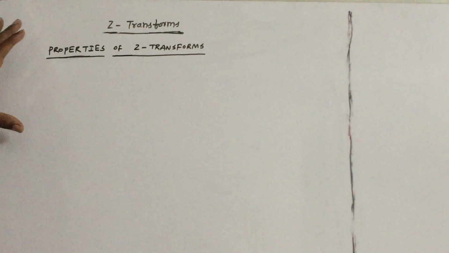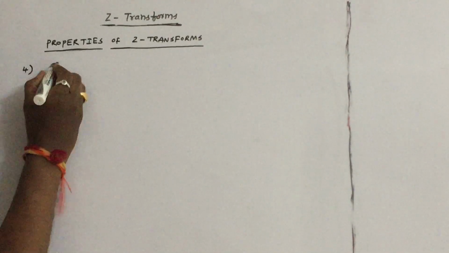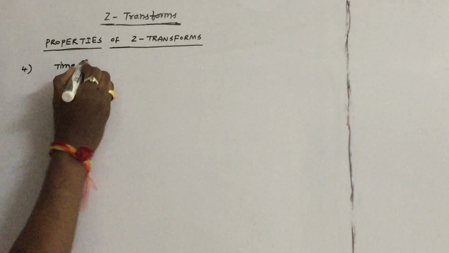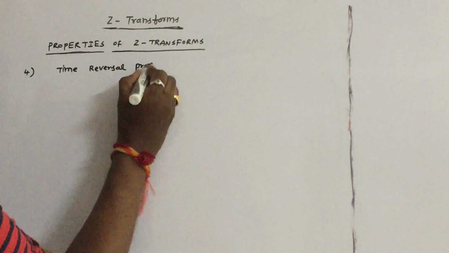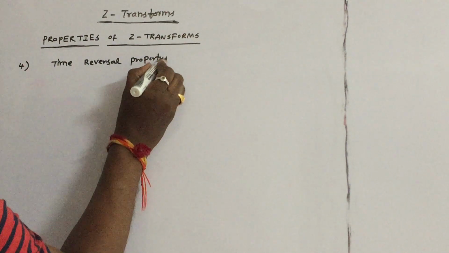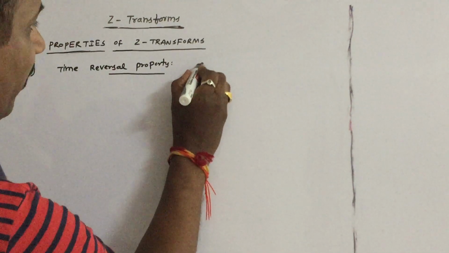Hi, let us discuss the next properties of Z transforms. Number 4, time reversal property. The next property is time reversal property. Let us see this property.